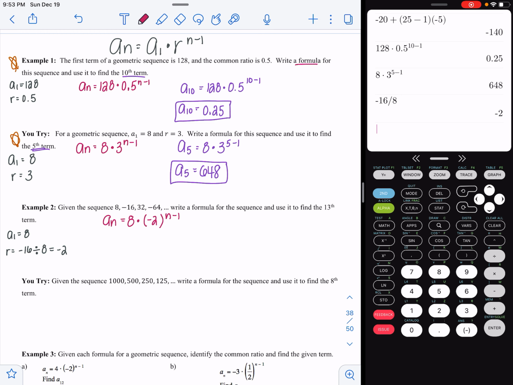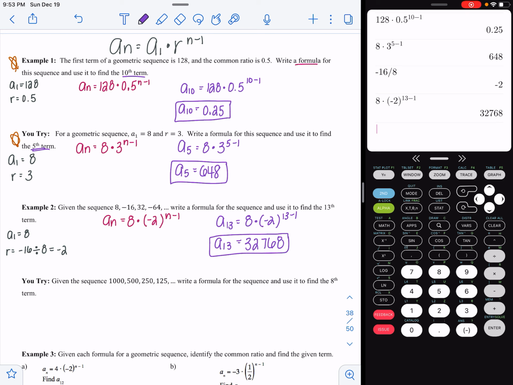And what do they want? The 13th term. So A_13 is equal to, that means the 13th term, 8 times negative 2 to the 13 minus 1. So our 13th term is equal to 13 minus 1. Big number, 32,768. Okay, almost there. Go ahead and try this last you try problem, and then I'm going to go over it with us, and that is all.